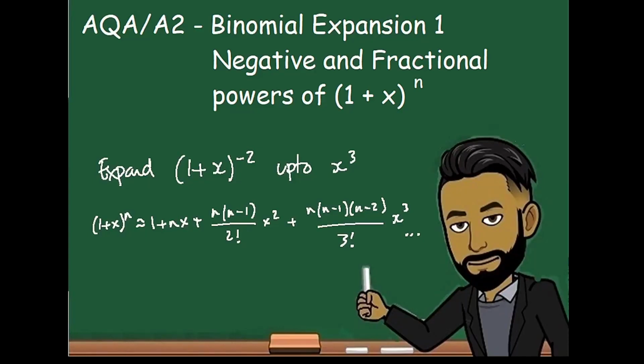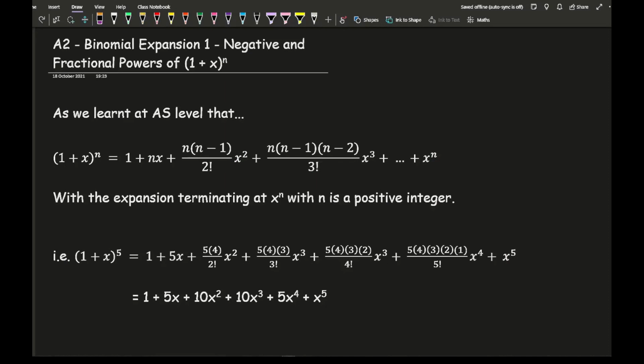So welcome everybody to this latest A2 video on GCSE maths, and in this video we'll be continuing from binomial expansion, but this time we'll be looking at when you've got negative and fractional powers. So as we learnt at AS level, in order for us to expand a bracket that's been raised to a positive power, we can use this formula.